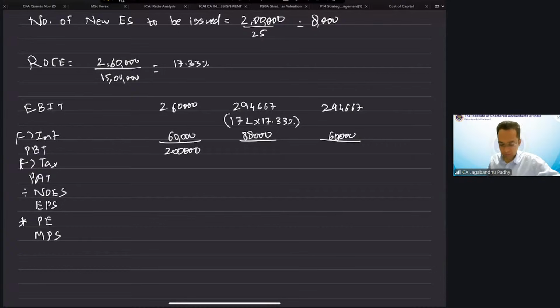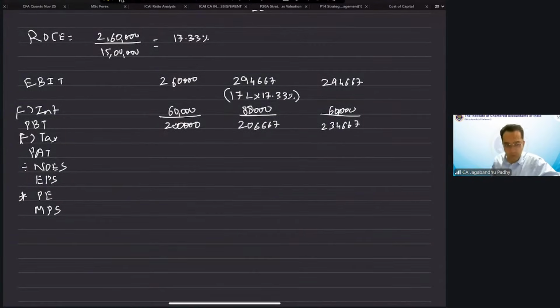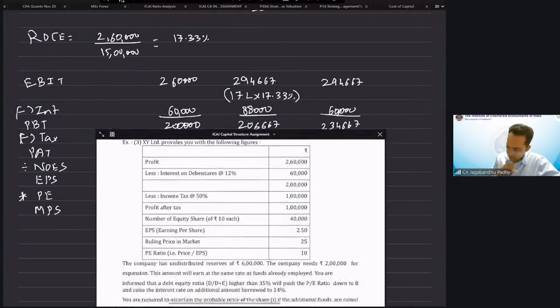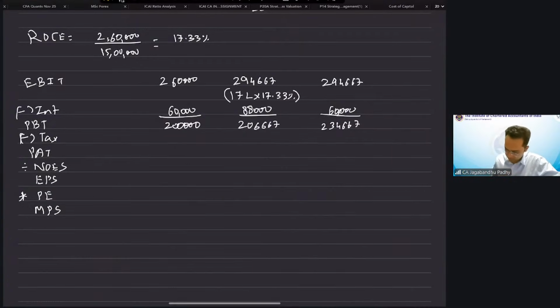Then the second plan is 2 lakh 6,667. Then we have 2 lakh 34,667. We subtract the tax. Now tax will be subtracted at the rate of what? What's the tax rate over here? 50%, guys. So 50% being the tax. Over here 1 lakh.